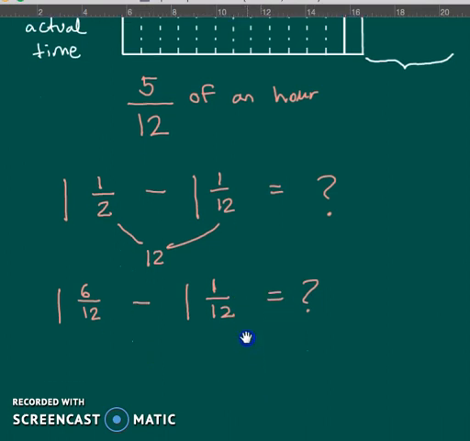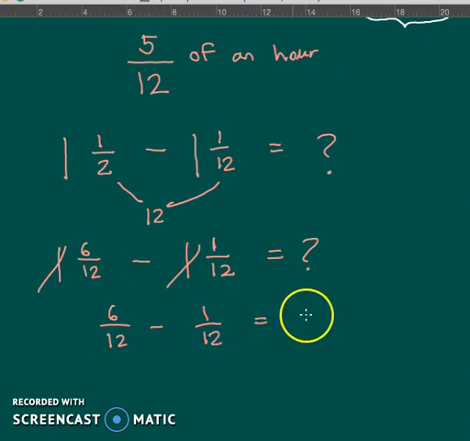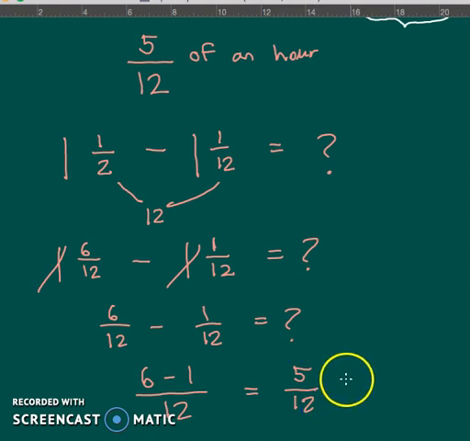So we can start by subtracting the whole numbers first. So 1 minus 1 is just going to cancel out, so we can cross those out. And we are left with 6 over 12 minus 1 over 12, which is the same as saying 6 minus 1 over 12 because the denominator is the same. And the answer is 5 over 12, 5/12 of an hour, which is the same thing that we found using the bar model.